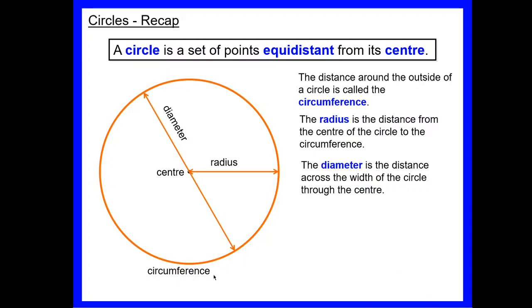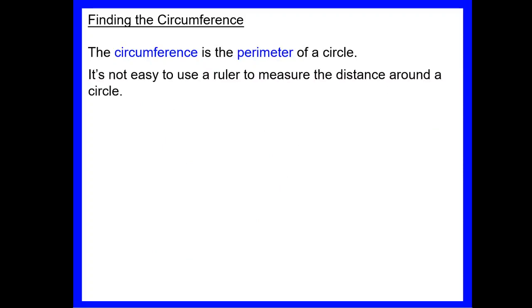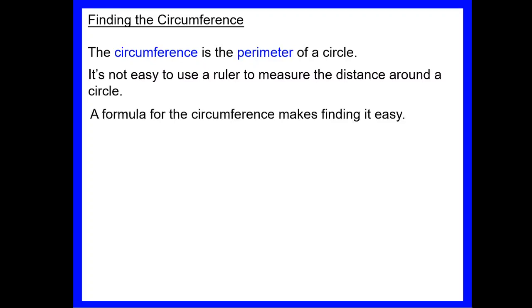We're going to be using these words circumference, diameter and radius a lot during this lesson, and we need to make sure we know the difference between our radius and our diameter quite clearly. Okay, so we're going to start by finding the circumference of a circle. So the circumference is the perimeter of the circle. It's around the outside, and we can't really measure it with a ruler because it's a curve and not straight lines. So we need another way of finding that circumference.